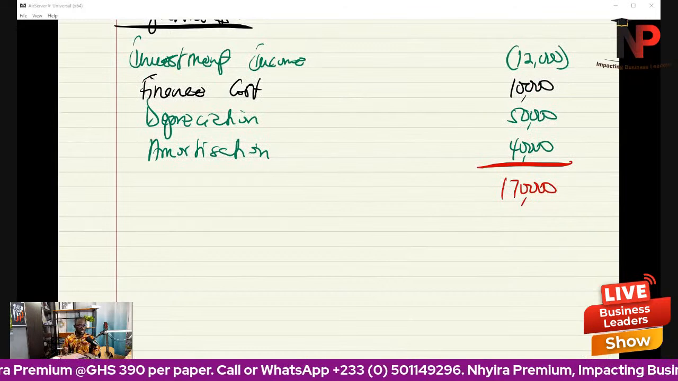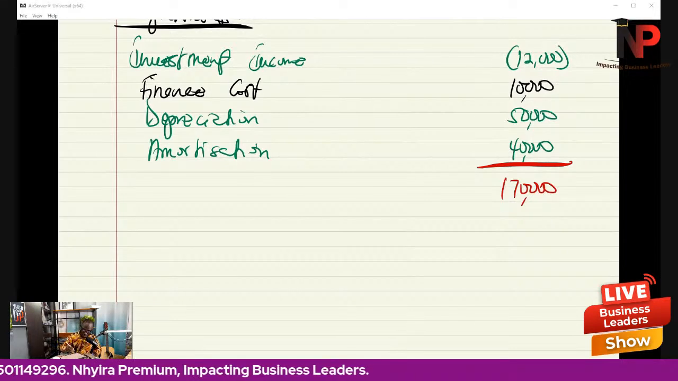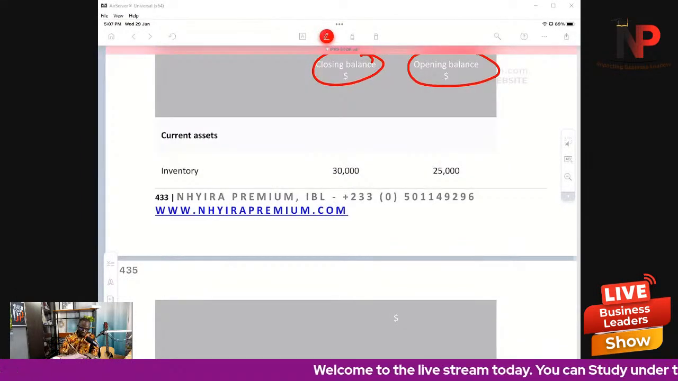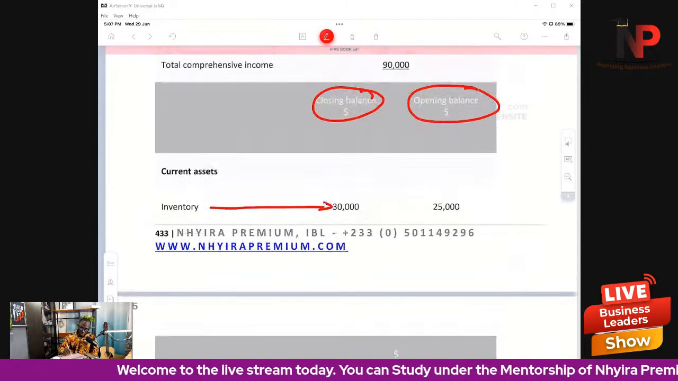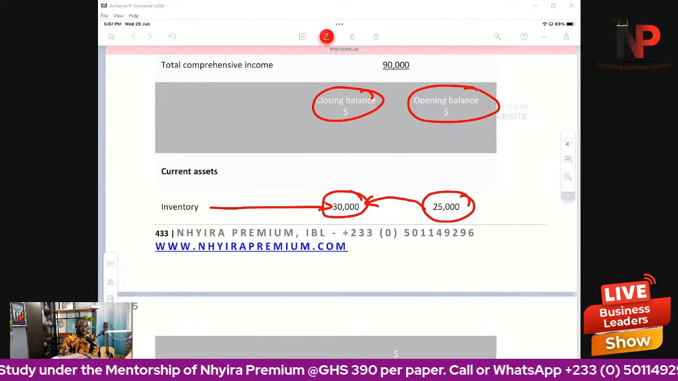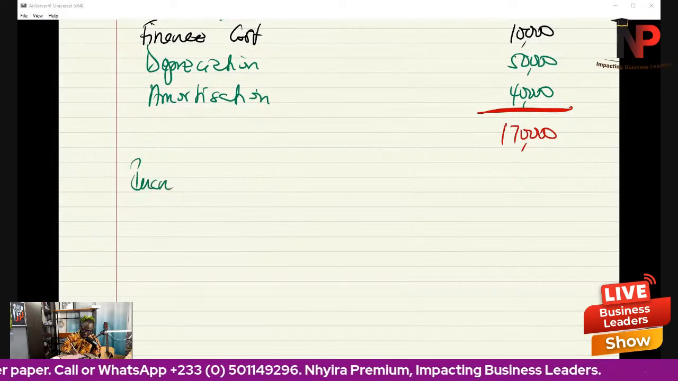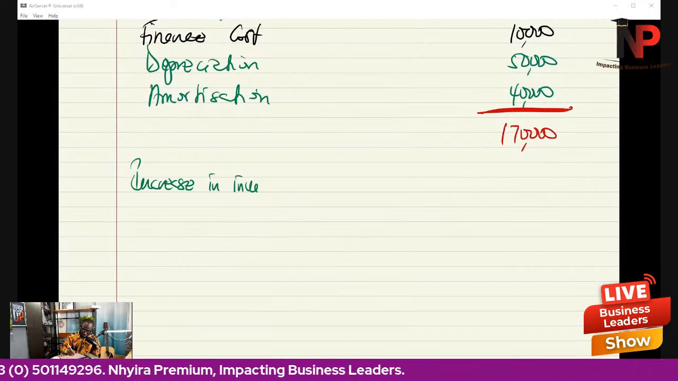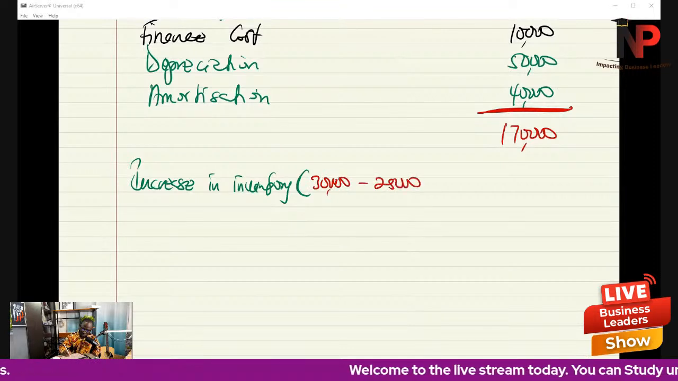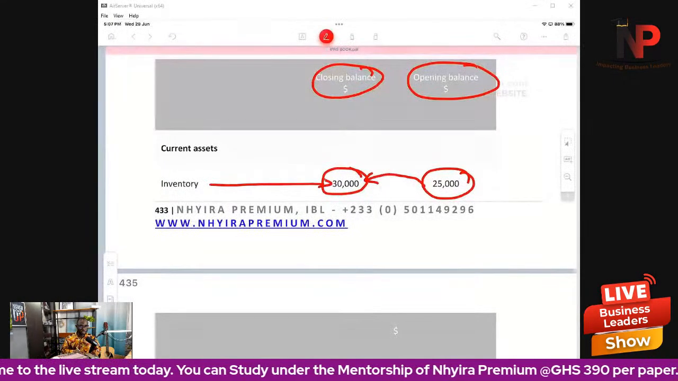Then we can bring in movement in the working capital in that particular case. So we go in there and bring in movement in working capital. You go to the current assets in the statement of financial position. What do we have? Inventory. What's going on with inventory here? This is the closing balance, the year end. This is the opening balance at the beginning. So you see that it has increased by 5,000. When there is increase in inventory, money is going out. So you bring it here, increase in inventory. That's 30,000 minus 25,000. That's 5,000. Money is going out because there is increase in inventory in that particular case.